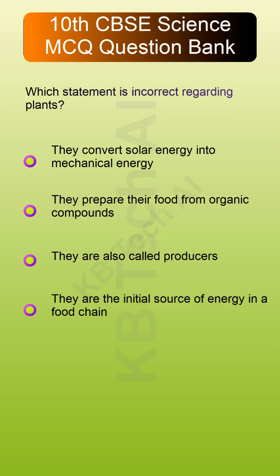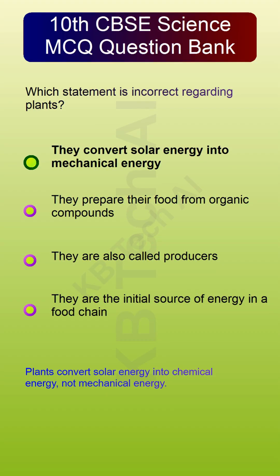Which statement is incorrect regarding plants? Option 1, they convert solar energy into mechanical energy, option 2, they prepare their food from organic compounds, option 3, they are also called producers, option 4, they are the initial source of energy in a food chain. The answer is, option 1, they convert solar energy into mechanical energy.